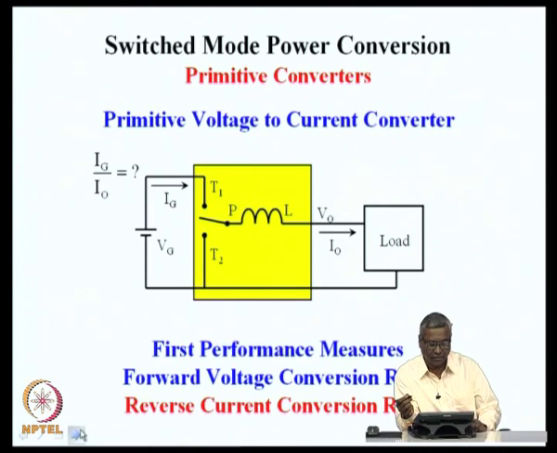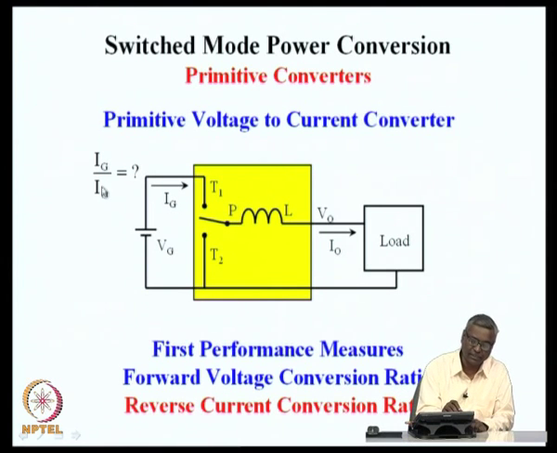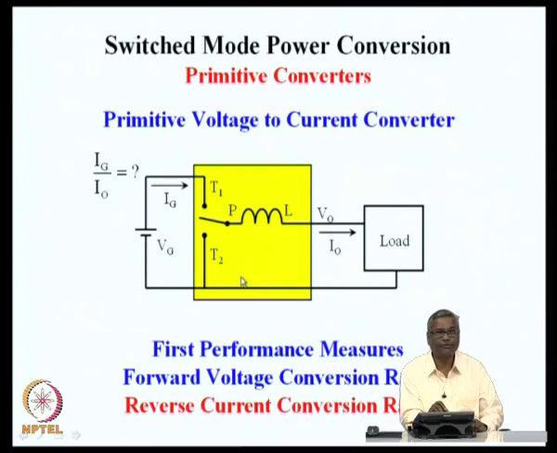The next performance measure is the reverse current conversion ratio. This is the ratio of the average input current Ig divided by the average output current I0. So, this ratio also can be calculated if we understand the operation of the converter properly.